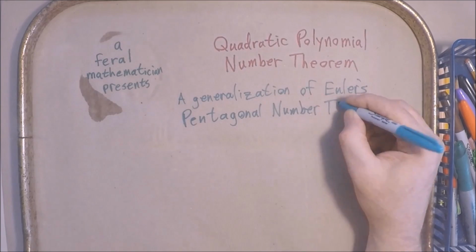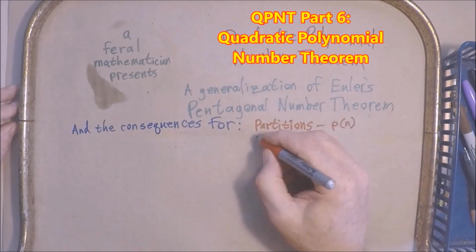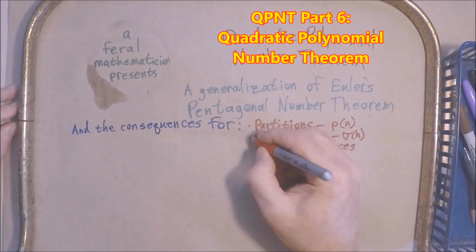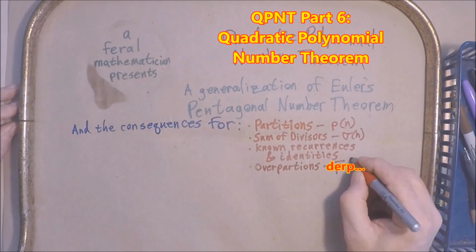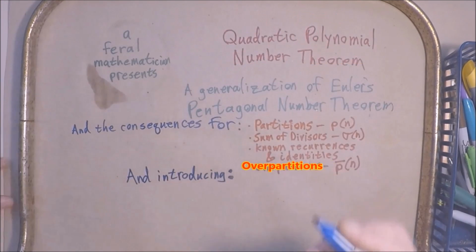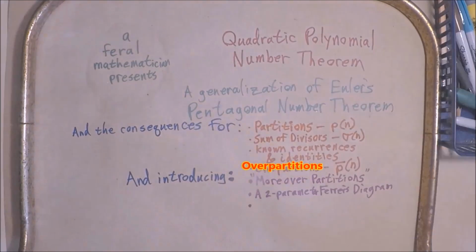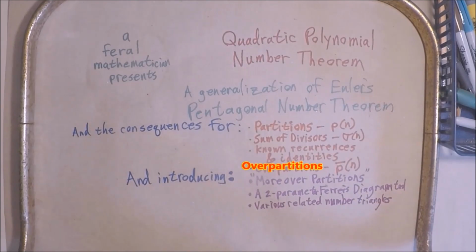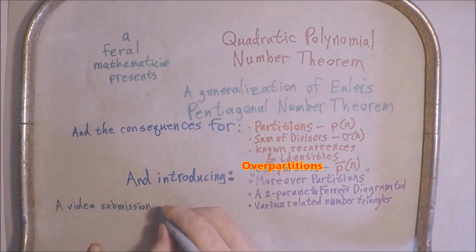Hello, and thank you for watching my video. This is called Quadratic Polynomial Number Theorem, and it is a generalization of Euler's pentagonal number theorem, and we'll see what that means for known results, and we'll look at some new things too.